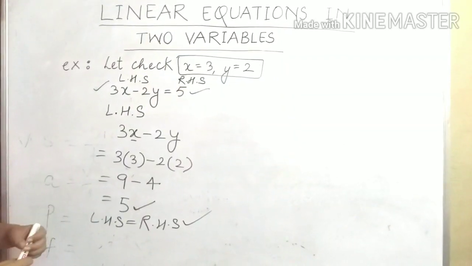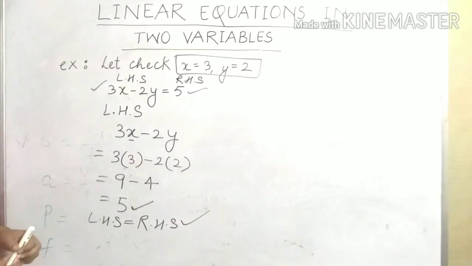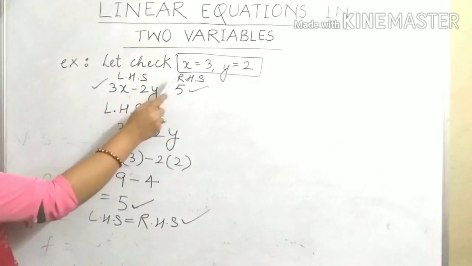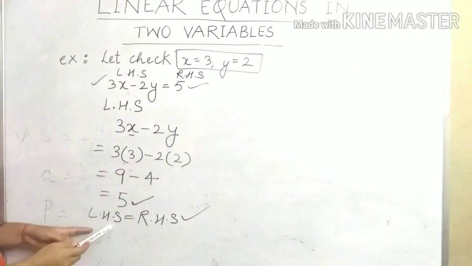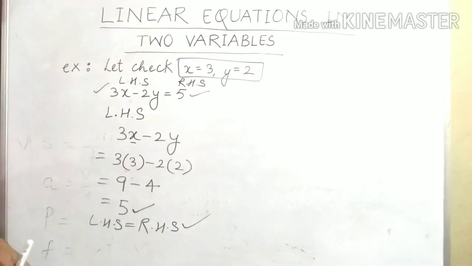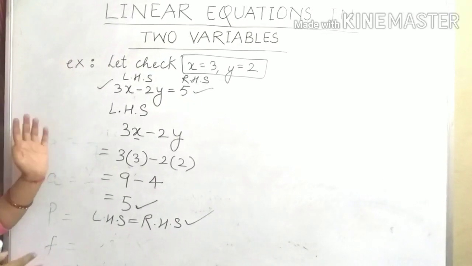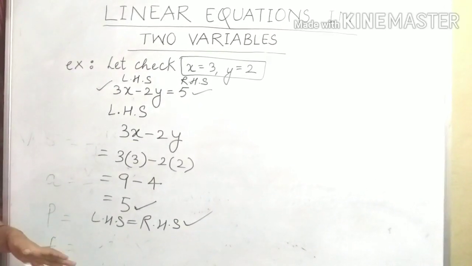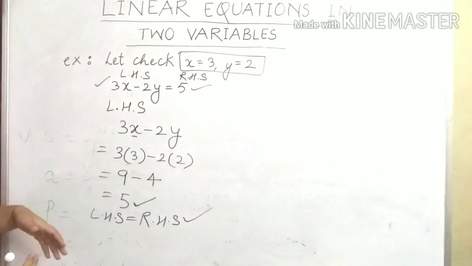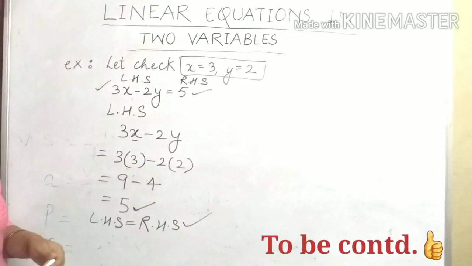So simply whenever you have to check whether a given value is a solution of an equation or not, just go for LHS and RHS. If the LHS is equal to RHS, then the x and y given is the solution of the given equation. So that's all for the brief intro of this chapter. In the next video, we will be doing how to solve linear equations in two variables with the help of graph. Thank you.